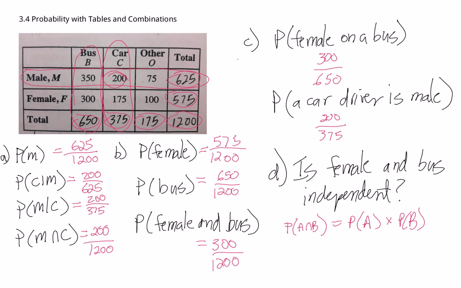Okay, so if this was true, if it was independent, those two things would be the same. So what's the probability it's a female and a bus? We already did that in the question right beside. That was 300 out of 1,200. And then if we do probability of just being a female, that was our first one in letter A, so that was 575. And our letter B was a bus, so that was the 650.